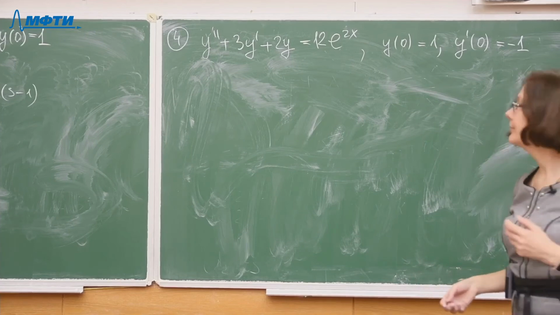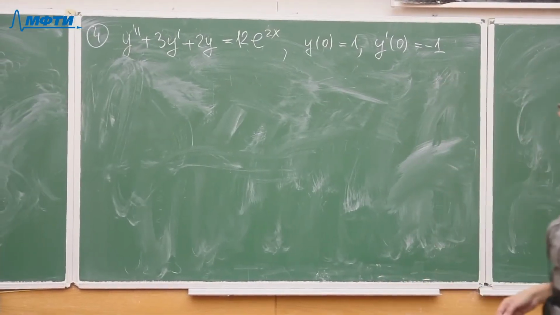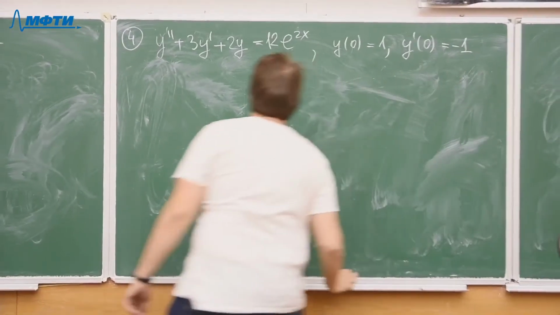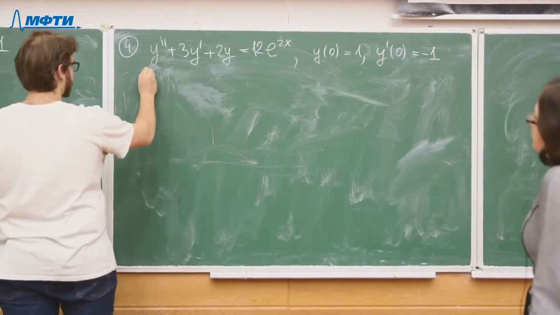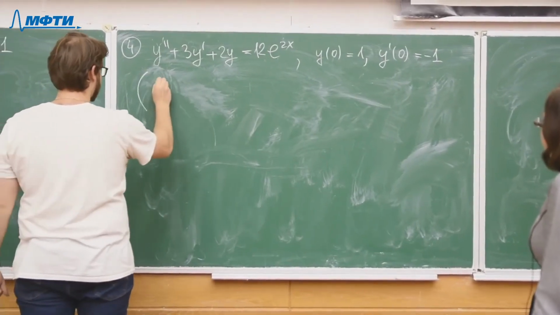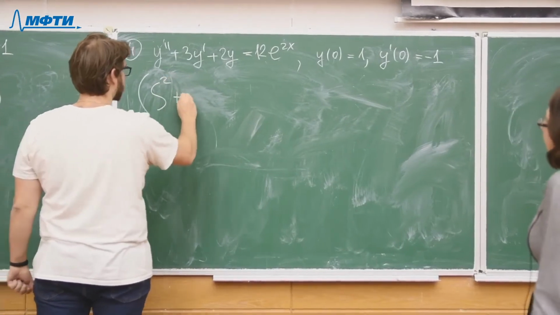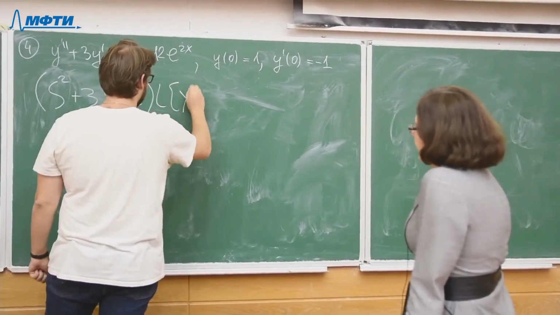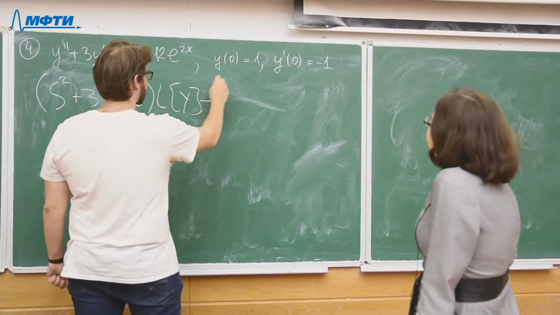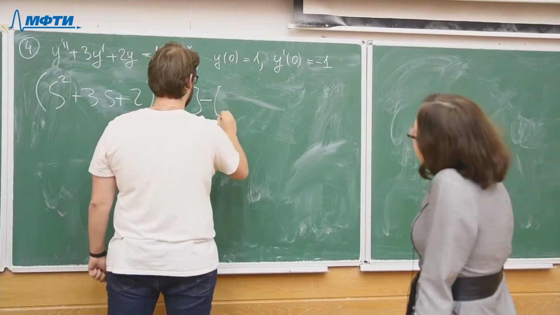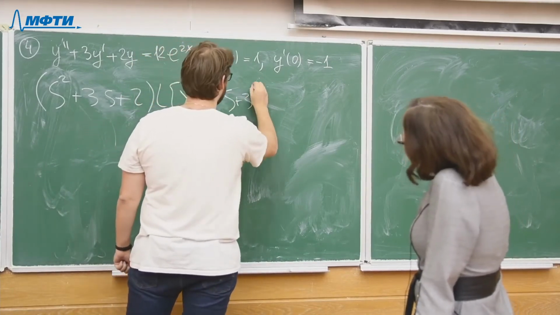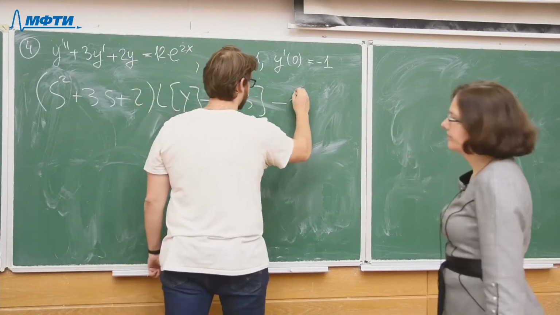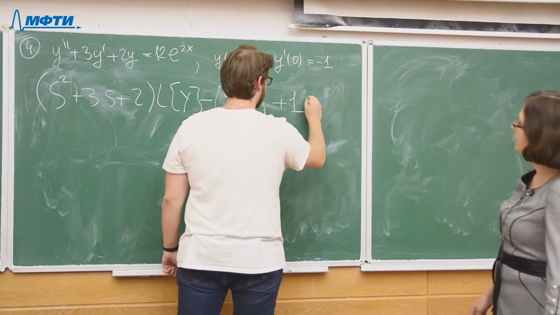Welcome. Take the chalk. It's bigger. Via the algorithm it is going to be s squared plus 3s plus 2, L of y, minus, it has to be multiplied by s plus 3, multiplied by 1, and then minus 1. Minus 1 is going to be plus 1. Equal to 2.